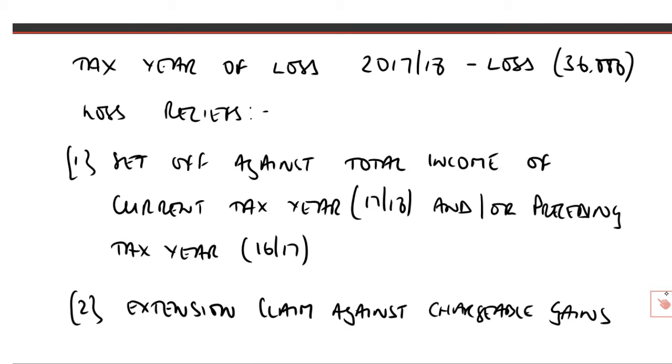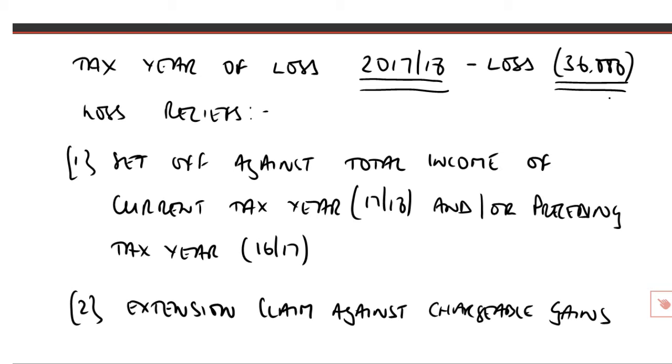So pause at this point and establish what your normal reliefs would be in relation to the loss of £36,000. Okay, well, as we identified, the final tax year was the tax year of loss. That was the 2017-18 tax year, and we calculated an amount of loss available of £36,000. Ignoring for the moment the terminal loss relief available, of those normal reliefs, what would be available here? We could set off against the total income of the current tax year, 17-18, and or the preceding tax year 16-17.